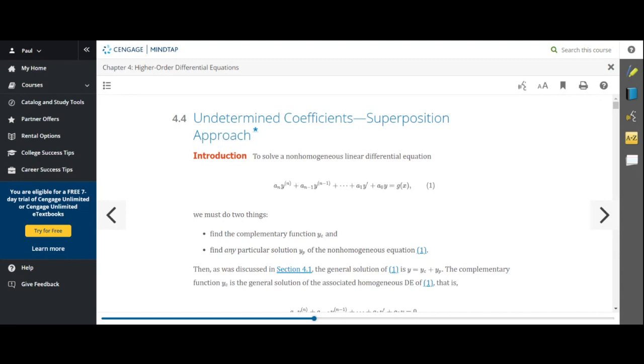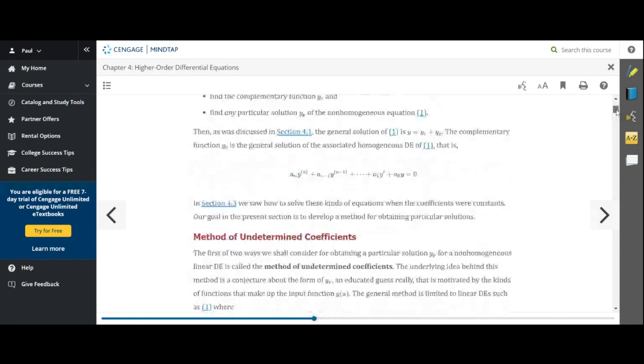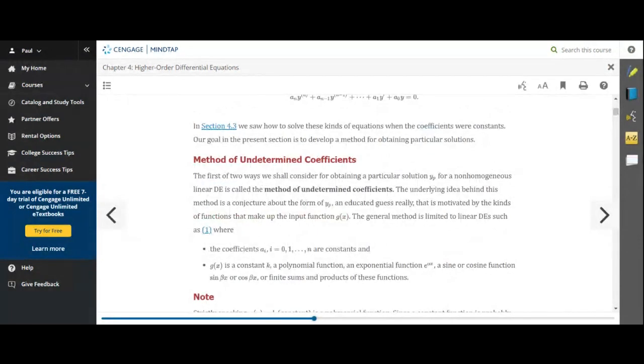But now what we're considering is, what if you have a differential equation with constant coefficients, but you have a non-zero function on the right-hand side? That's the non-homogeneous linear differential equation. How do you handle that? Well, what you have to do is use what's called the method of undetermined coefficients. So how's this work?